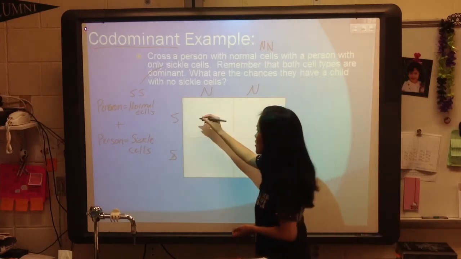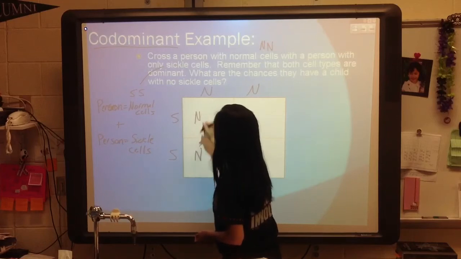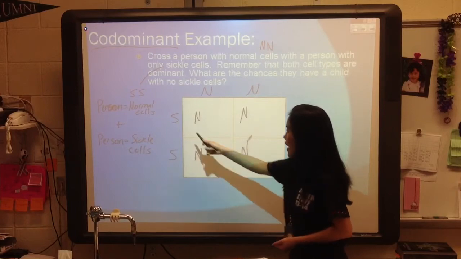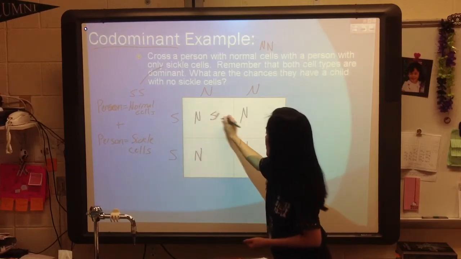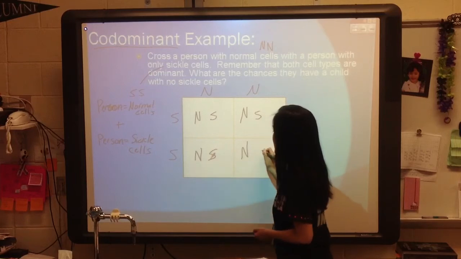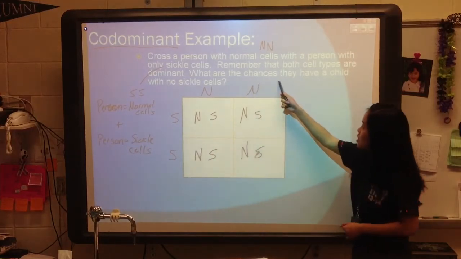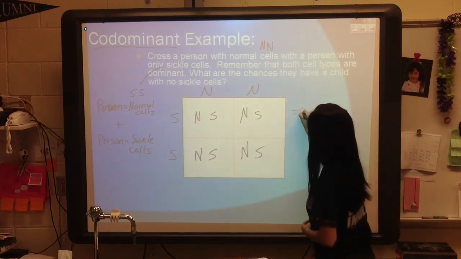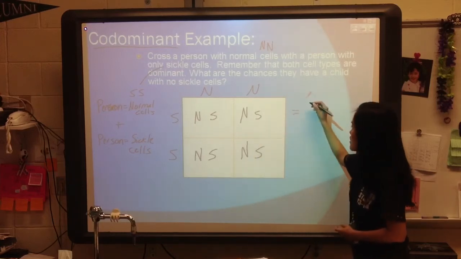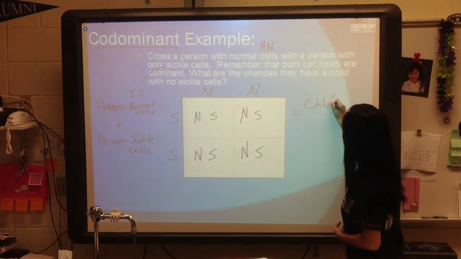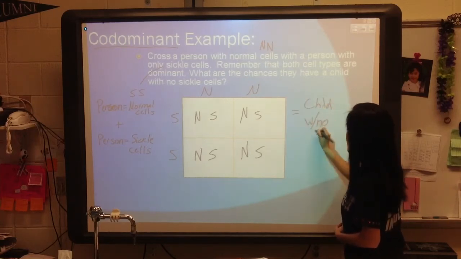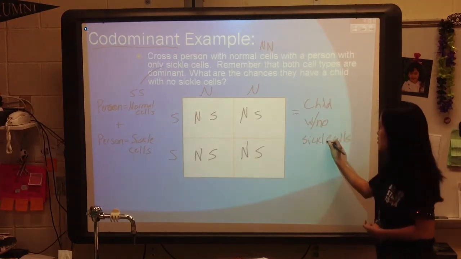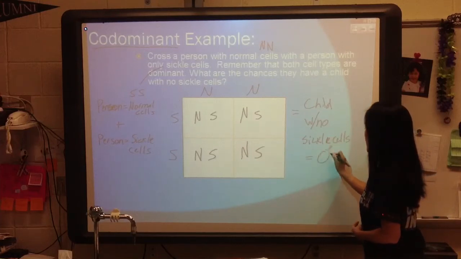So N comes first, so I'll put N, drop those down. This column, N goes down. And then next, S comes all the way over, and I'll write that second. NS, NS, NS, NS. So what are the chances they have a child with no sickle cells? Well, after you're done doing your Punnett square, let's write child with no sickle cells. Let's give a percentage: equals 0%.